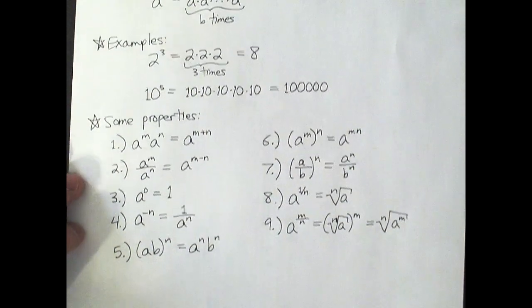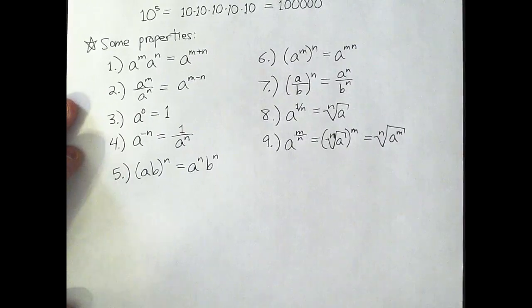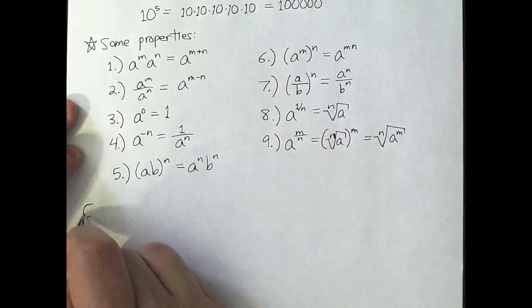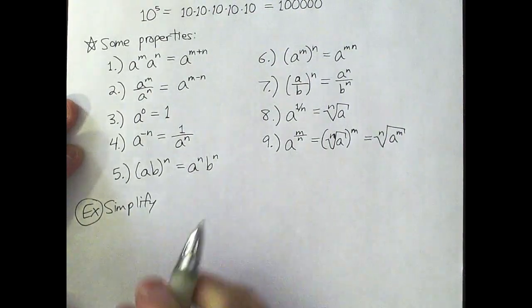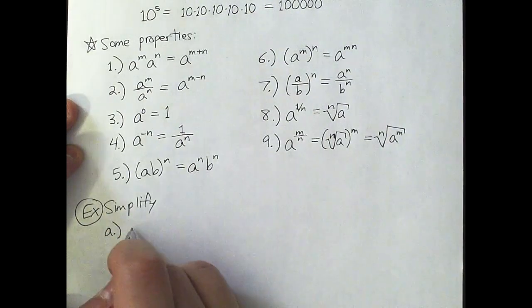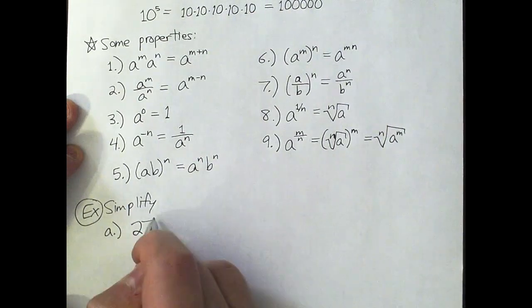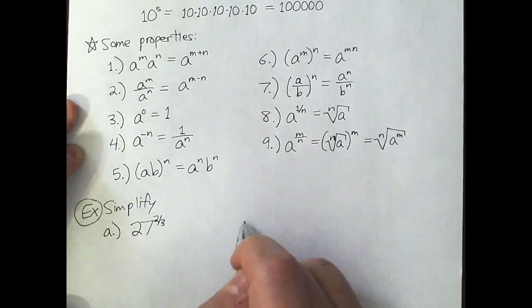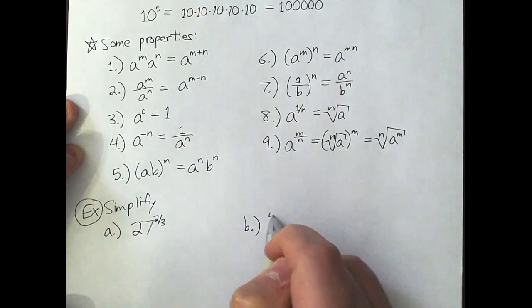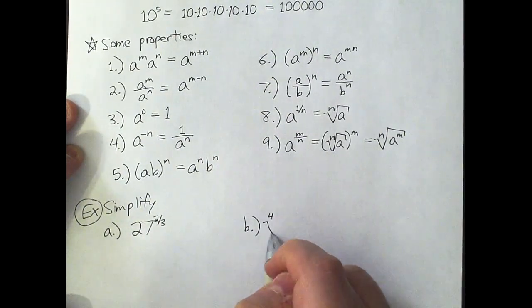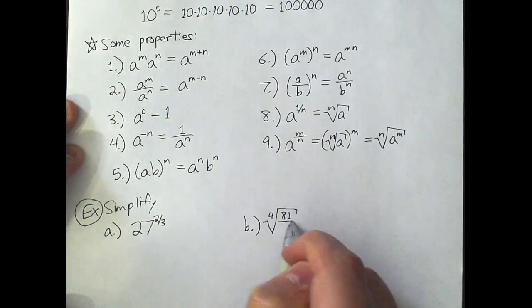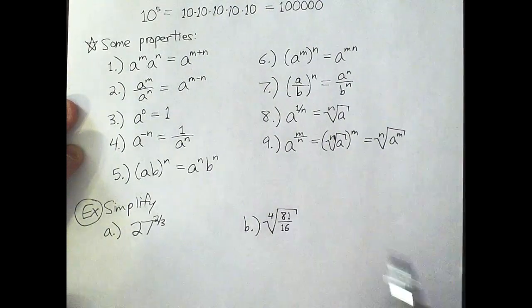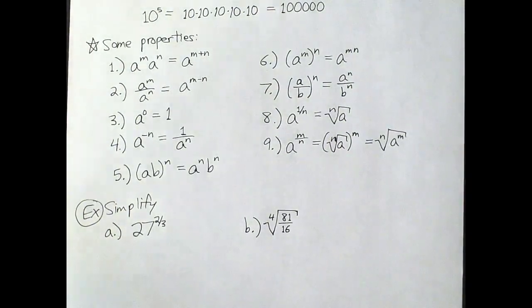Let's do some quick problems. We just want to get used to working with exponents again. So here's an example problem. It's going to say simplify. It's going to have a part A and a part B. So part A is 27 to the 2/3, and part B is the 4th root of 81 over 16. All right, and we're not going to use calculators much, so let's do this without a calculator.